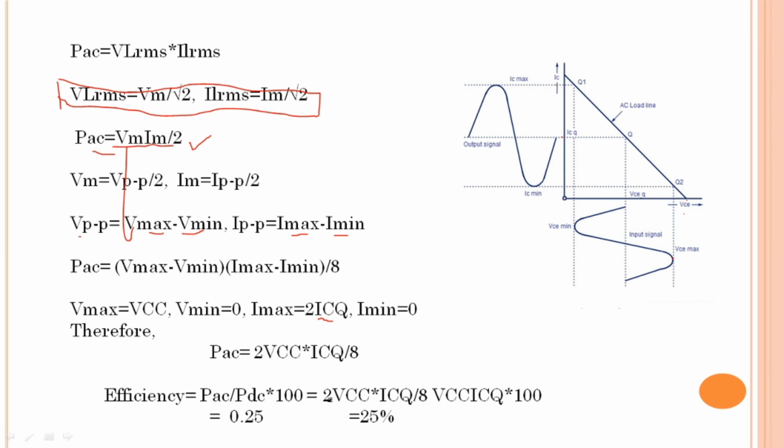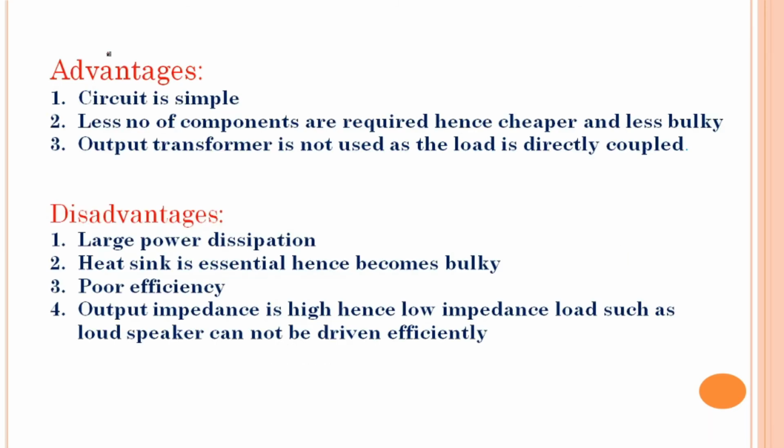Then the efficiency will be PAC by PDC into 100. Putting the value of PAC here and the value of PDC, that is VCC into ICQ, into 100, and putting all these values, we get the efficiency of this type of class A power amplifier. It is just 25%, which we have derived.